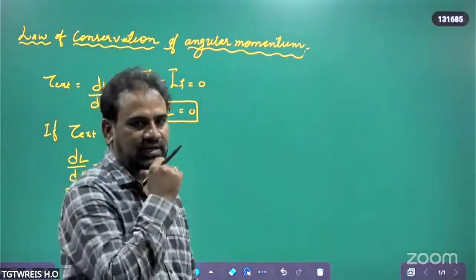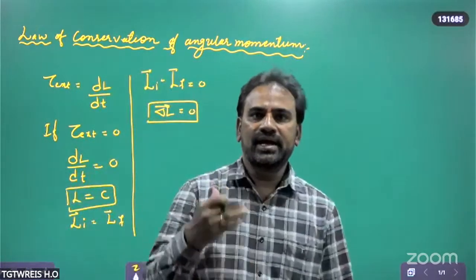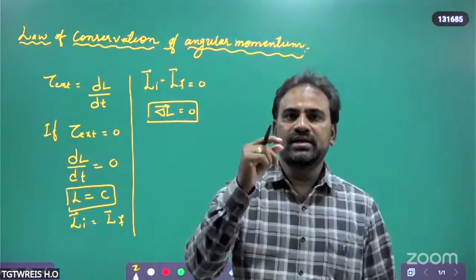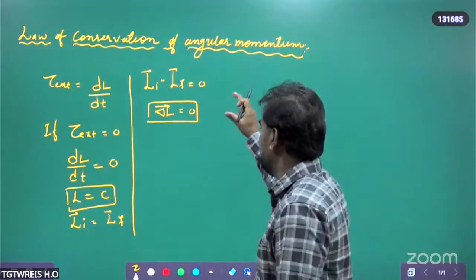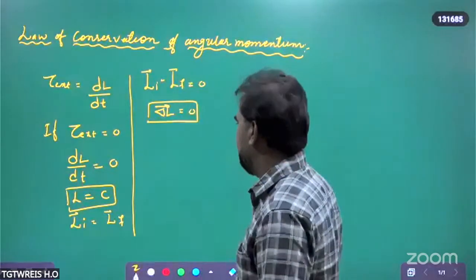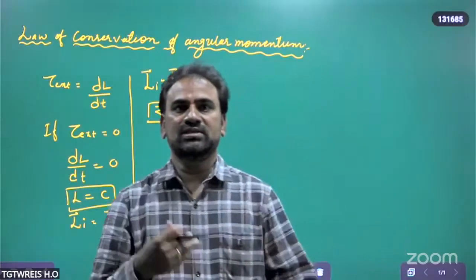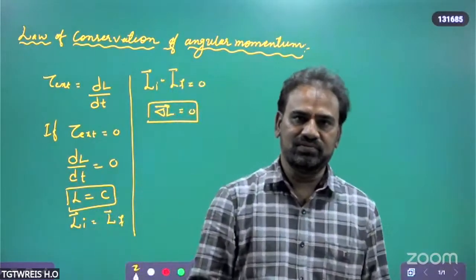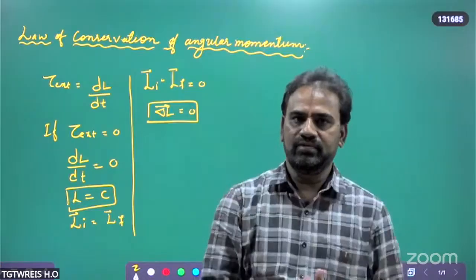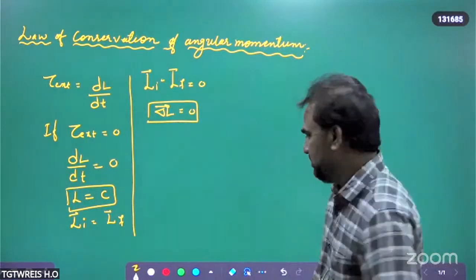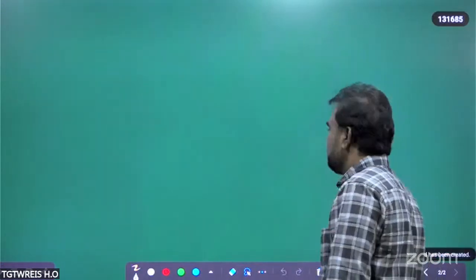Law of conservation of angular momentum means if the net external torque on a system is 0, then the angular momentum is conserved. For the law of conservation of angular momentum, the initial momentum of the system will be equal to the final momentum of the system. Both will be equal. Okay. Based on the concept of law of conservation of angular momentum, see some problems here.